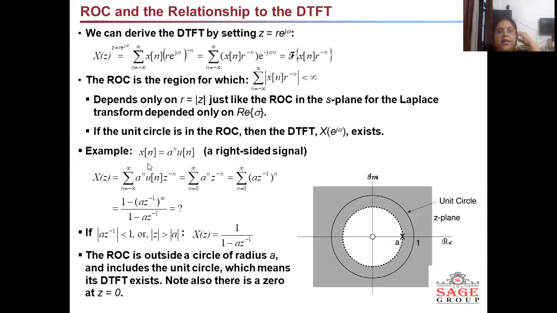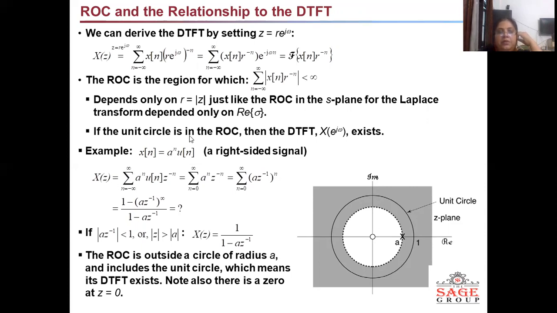For example, take a signal a to the power of n u[n], a right-sided signal. We know that this unit step function exists from 0 to infinity. Now, if we find the Z transform for the given signal, x[n] is replaced by X(z), which indicates that we are finding the Z transform.